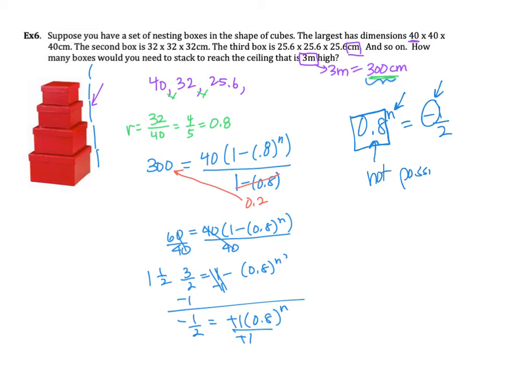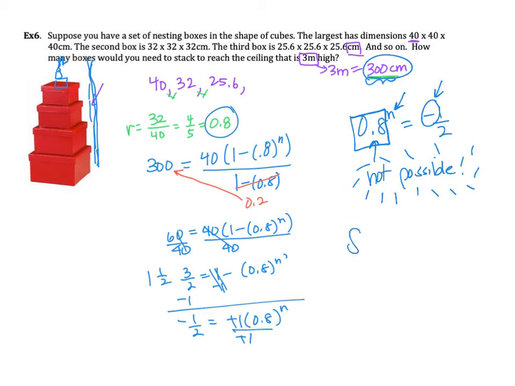Hopefully there's alarm bells going off in your head and you're like, wait a minute, that is not possible, and you would be correct. We cannot take a positive number, raise it to an exponent, and somehow get a negative result. It's not possible. So what does that mean about my infinite amount of boxes? If I can keep going and going, because I'm taking 80% of the next height, it means that those boxes are getting so teeny tiny that they're never going to reach 300 centimeters. How high are they actually going to reach?